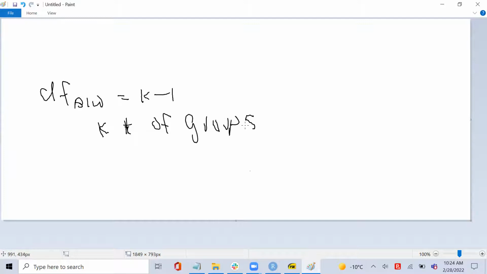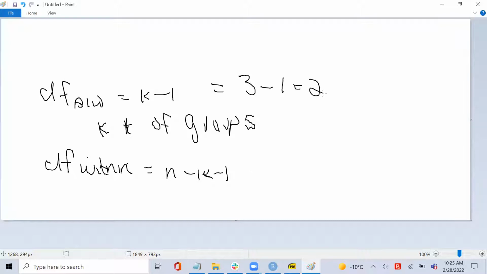right? And then the degrees of freedom within is actually n minus k minus 1. So if you look and see, you can see that there's 3 different groups. We have like 4, 6, and 8. So what you see here is that you have 3 minus 1. That's why it's 2 there. And then here, the sample size, I think, is 32. So we have 32 minus 3, which should be 30, minus 1. Sorry, it should be 29, right?